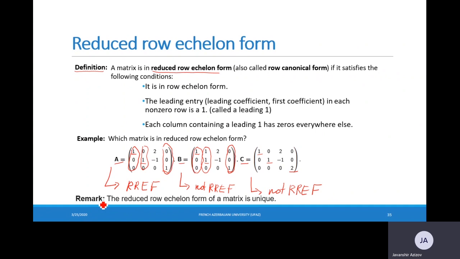We have the most important remark. A reduced row echelon form of a matrix is unique. That's all.